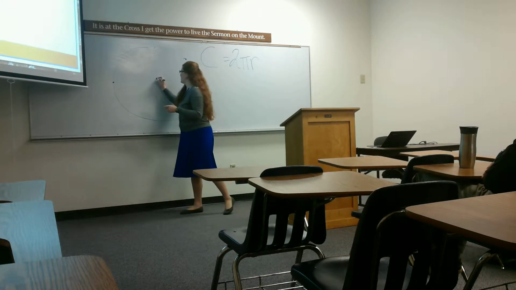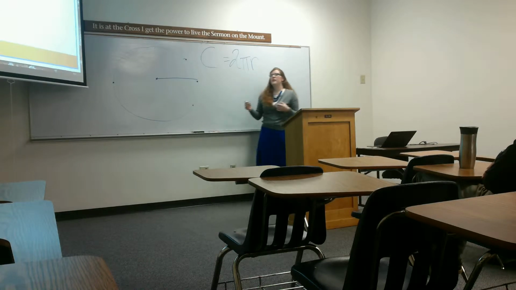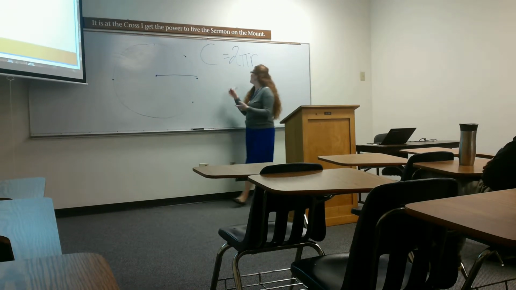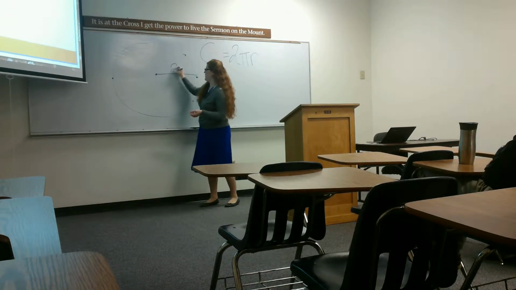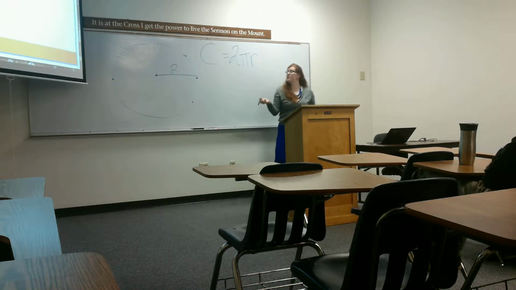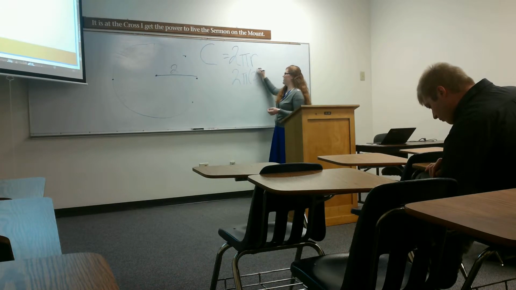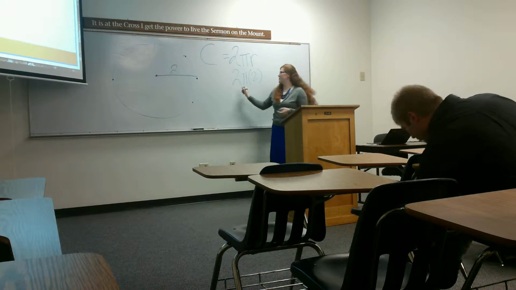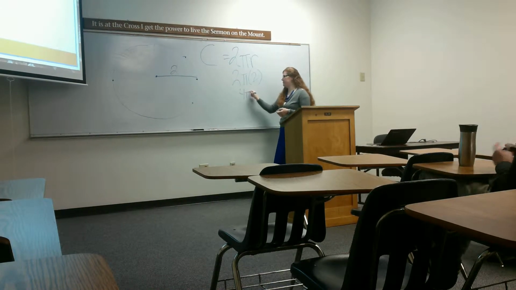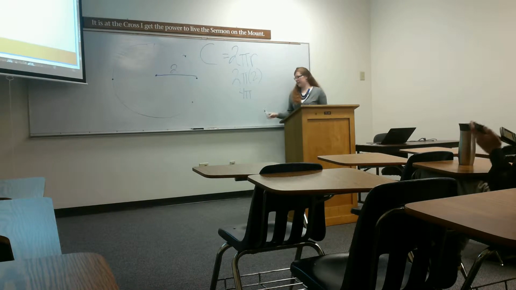It starts from the center and goes to the outside. So some examples of this, let's make an easy one. Our radius is 2. So we have 2 times pi times 2. We're not going to reduce this, so we're just going to leave it as 4 pi.